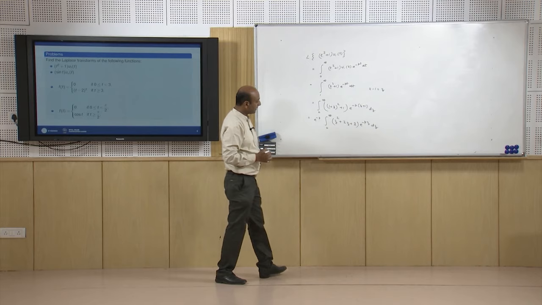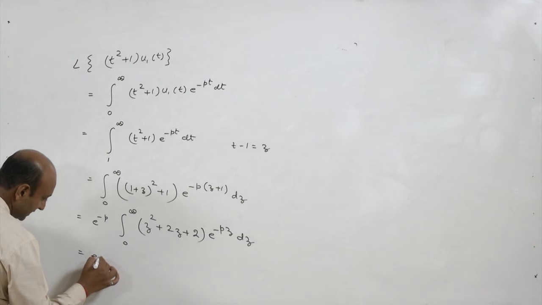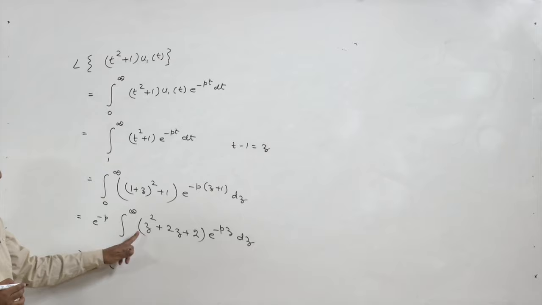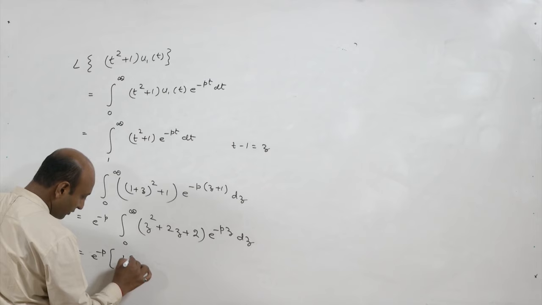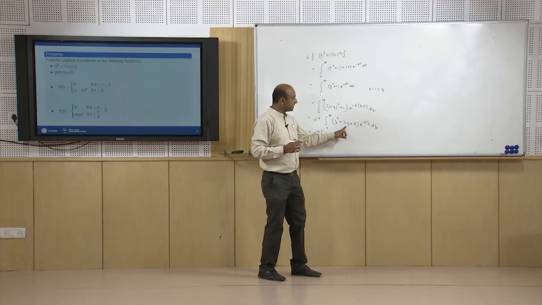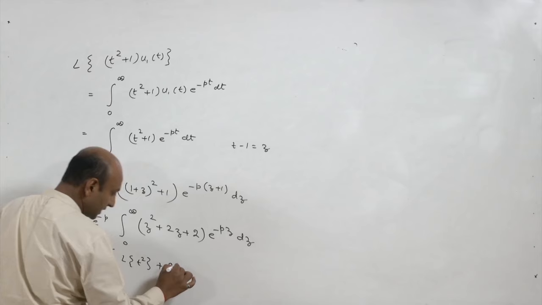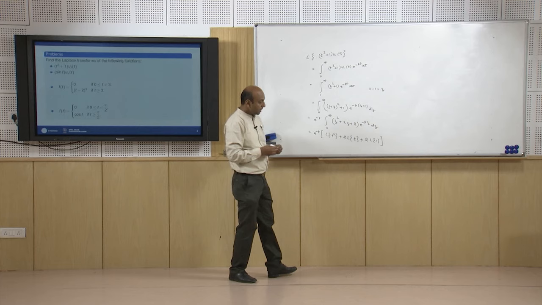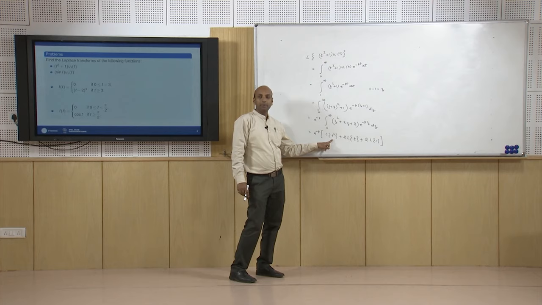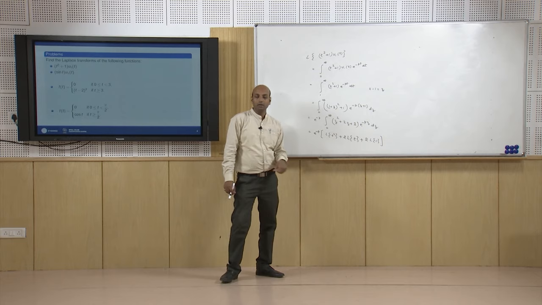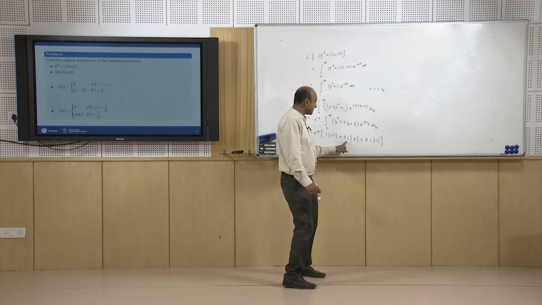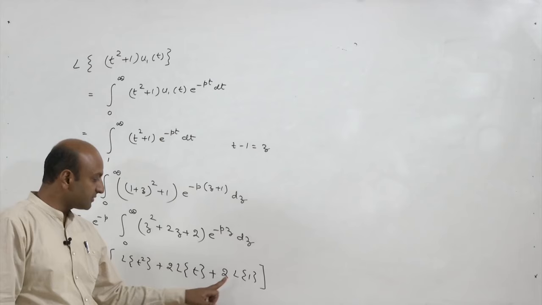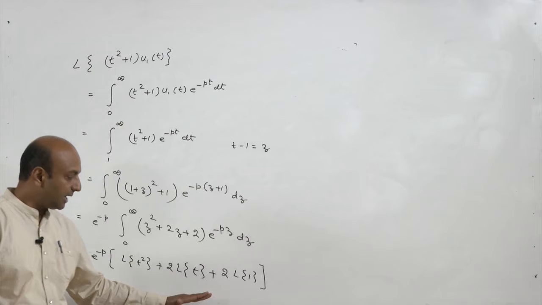Okay, and it is nothing but e to the power minus p. Now, z square into this from 0 to infinity is nothing but Laplace transform of t square, plus 2 into z into this is nothing but Laplace transform of z, that is Laplace transform of t, plus 2 into Laplace transform of 1. Now, Laplace of t square we already know, it is factorial 2 upon p cube. Laplace transform of t is 1 upon p square, and Laplace of 1 is 1 upon p. We can simplify and find the Laplace transform of this expression. This is the one way.